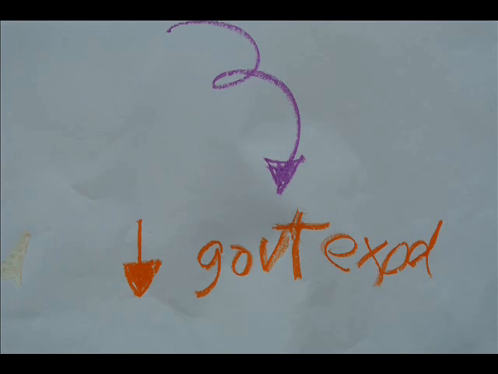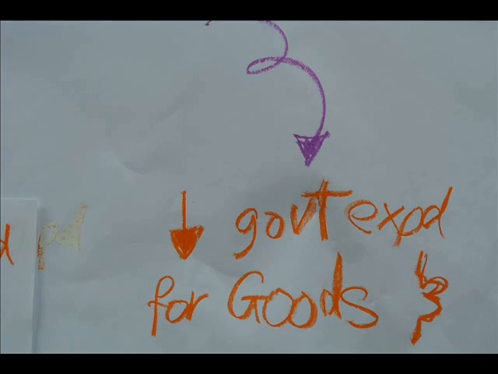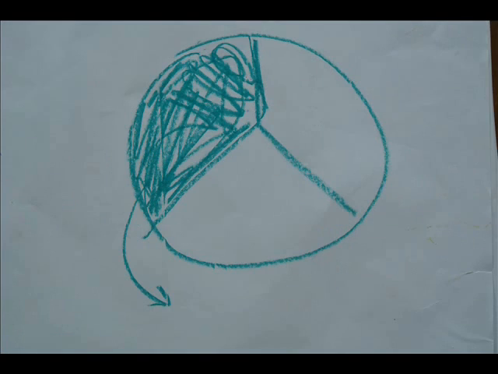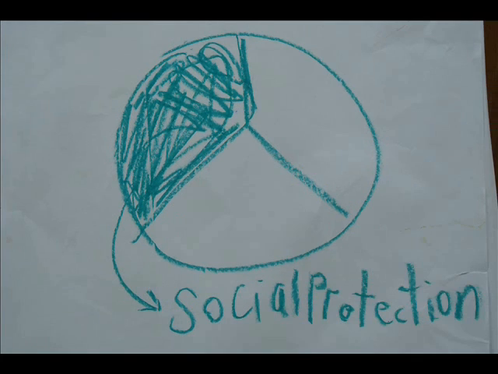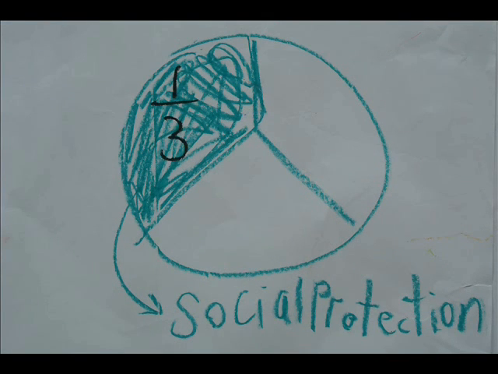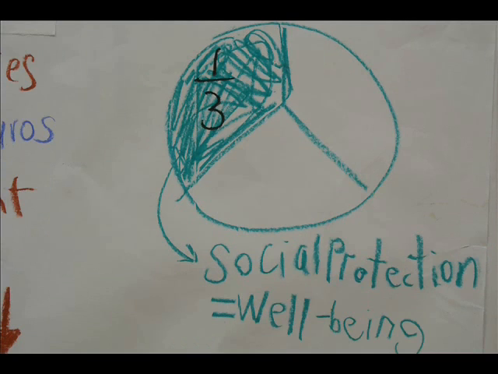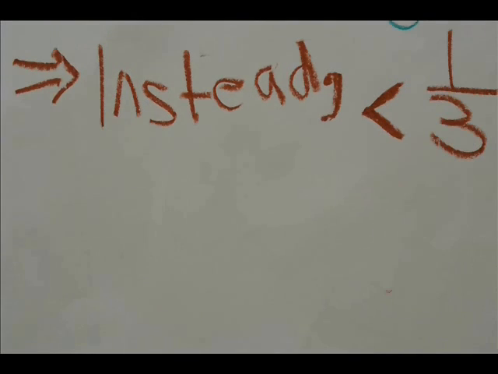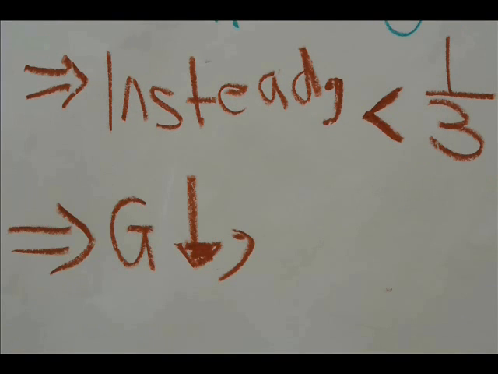Thirdly, government can choose to reduce expenditure on goods and services. UK spends 1/3 of the government expenditure on social protection, which is a lot. Social protection concerns with preventing, managing, and overcoming situations that adversely affect people's well-being. During times of demand pull inflation, government expenditure should decrease.